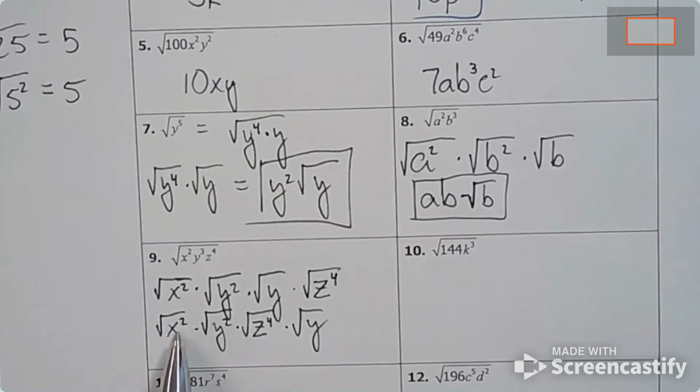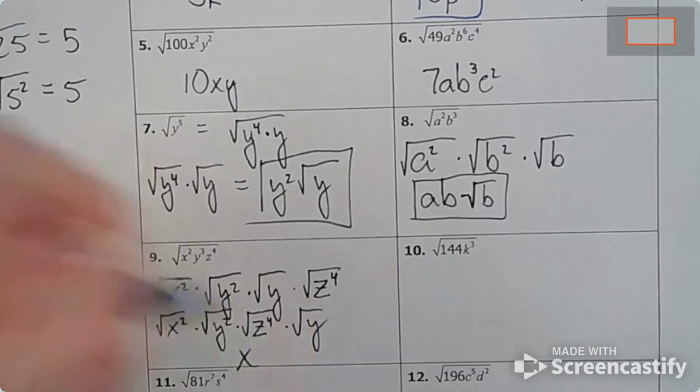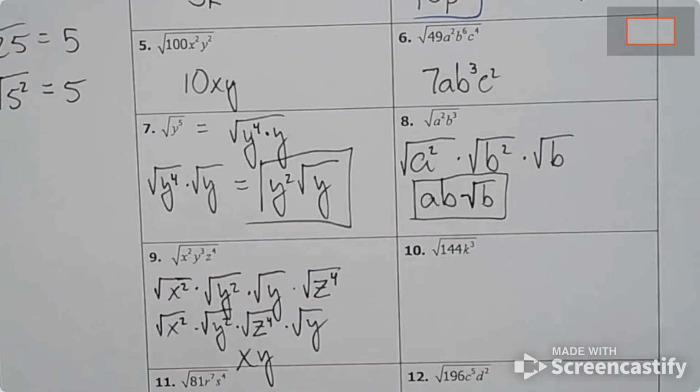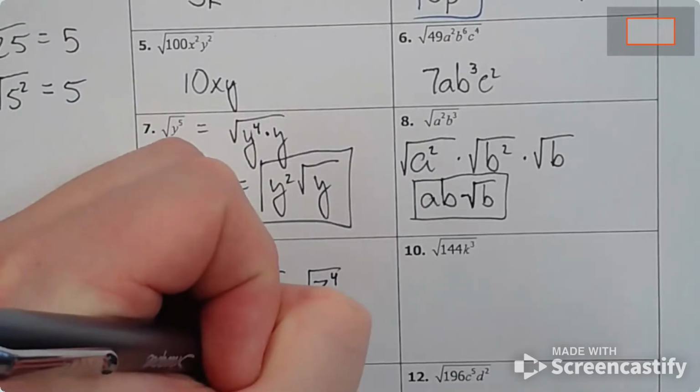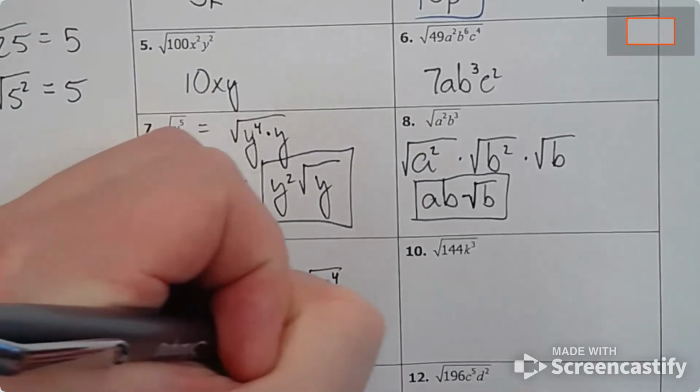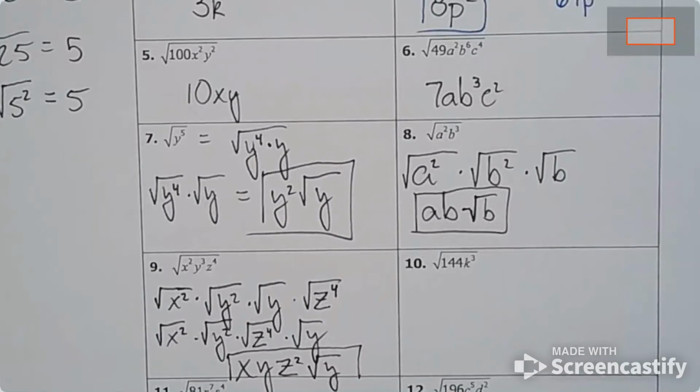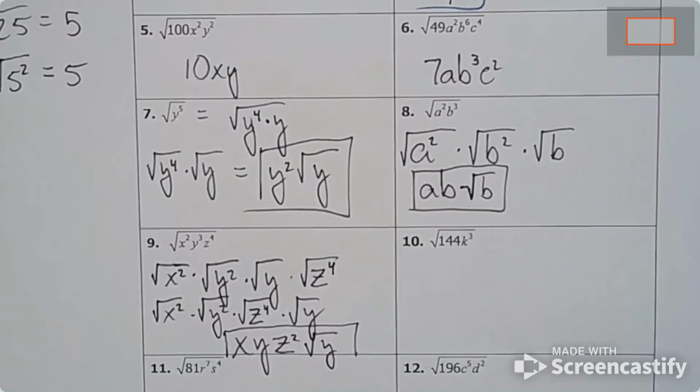The first 3 of these all square root perfectly. Square root of x squared is x. The square root of y squared is y. The square root of z to the fourth is z squared. And then the square root of y needs to remain under the square root. So we get x, y, z squared times the square root of y. Any questions about that one?